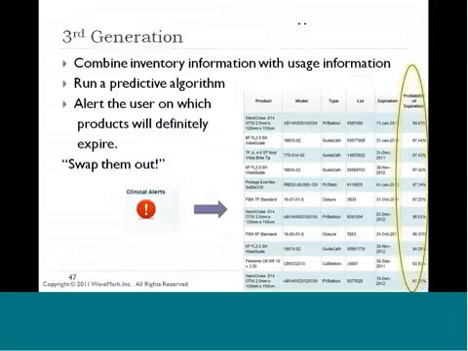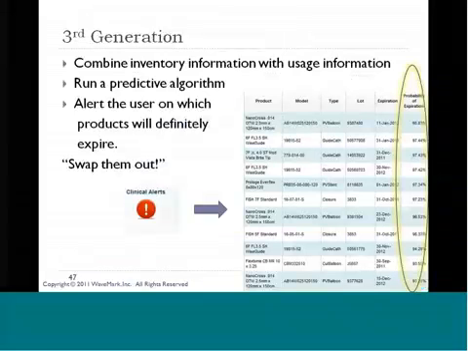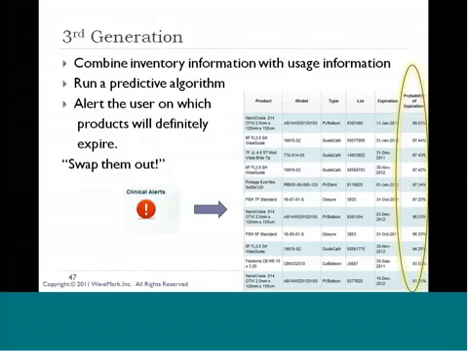Now we combine inventory information with usage information. We run some predictive algorithms, and we alert the users on which products will definitely expire, regardless of when. It might be next year, it might be next month, it might be 2 years from now. Based on the usage pattern and what you have on hand, these products will definitely expire. That is actionable information, because these products need to be swapped out.